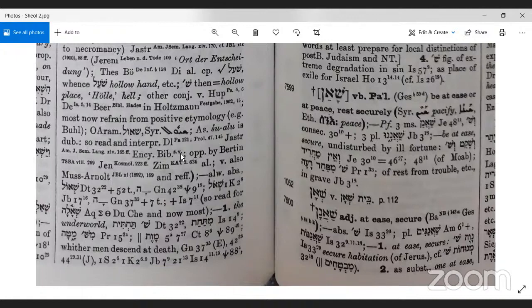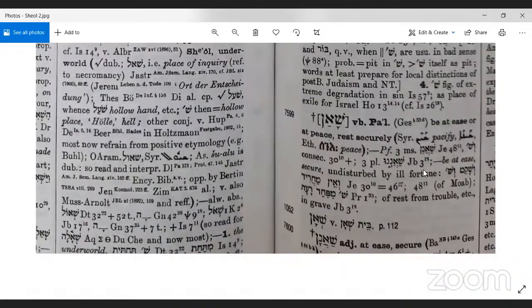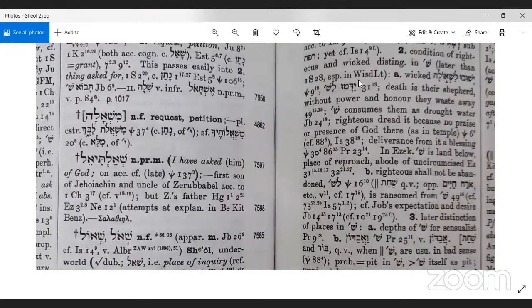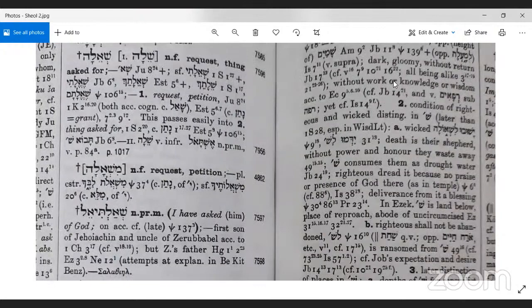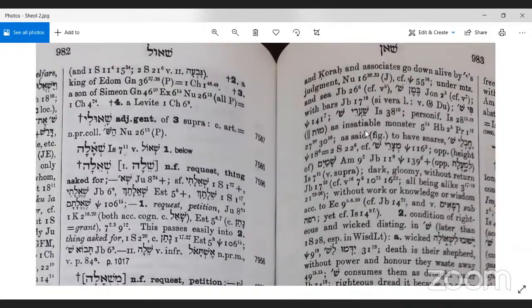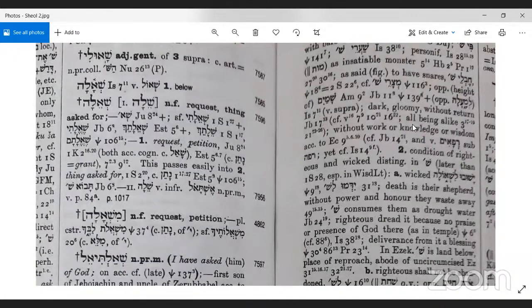All right, so let's see what else we can find. This is Brown Driver Briggs. So the underworld right here, that's the underworld. It says, the next line is whither men descend at death. All right, it gives the example about Korah. Let's see. Well, that's interesting. Dark, gloomy, without return. Without work, knowledge, or wisdom.